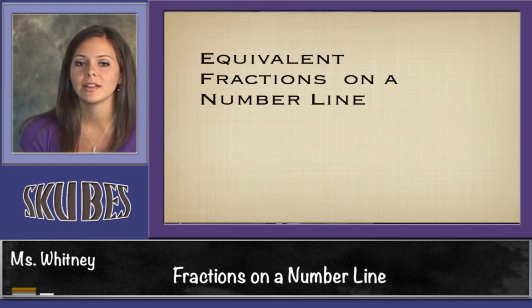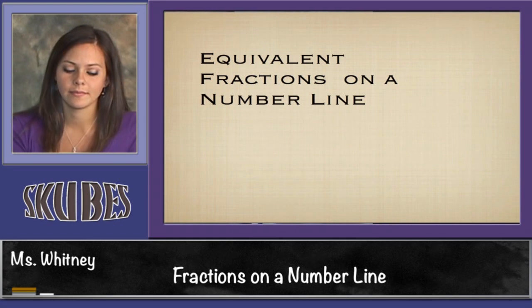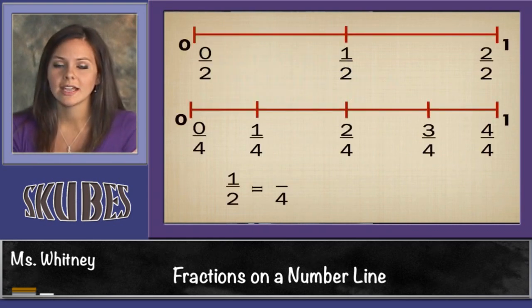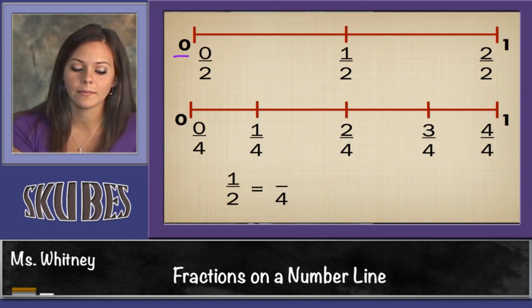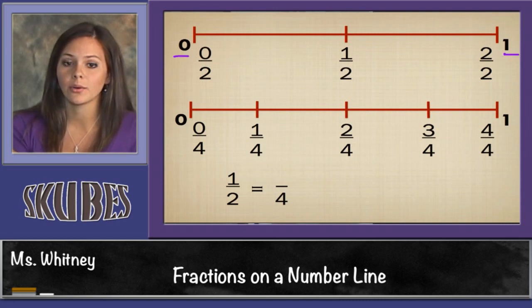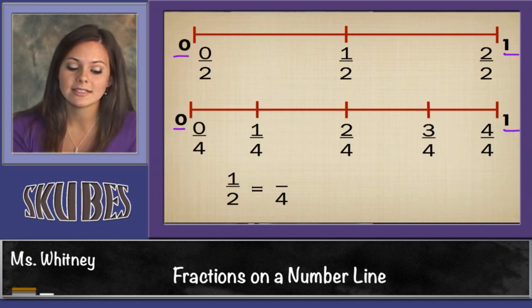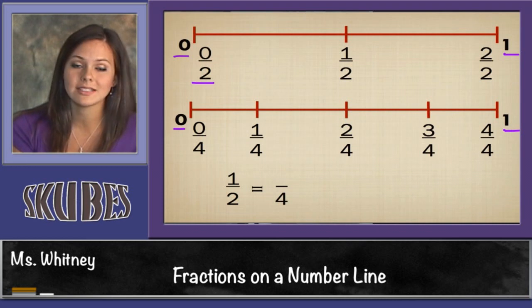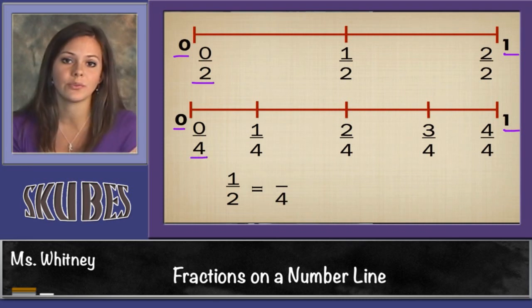Let's talk about equivalent fractions on a number line. Take a look at my first two number lines. Both start at 0 and go to 1, and both are the exact same size. I can see that the first one is divided into halves and the second one is divided into fourths.